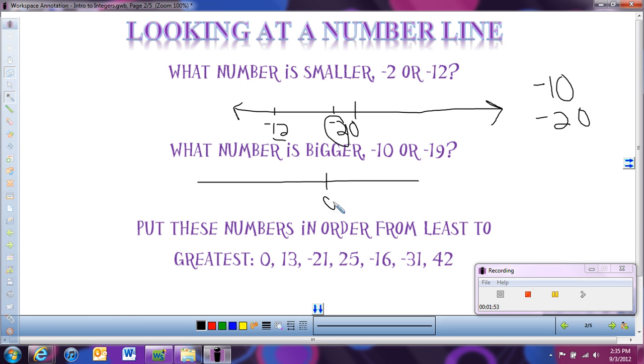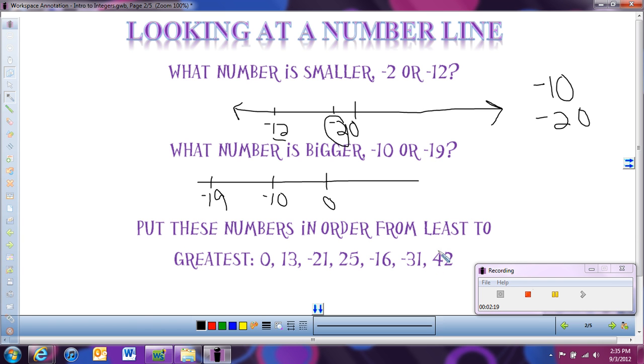So here's 0 again on the number line. We can think about it just like we did the last one with temperature. Which one would be colder outside? Which number is further away from 0? Obviously -19 is further away from 0. That one's colder, so that number is smaller. So that would be down here. And -10 would be closer to 0. That number is bigger.